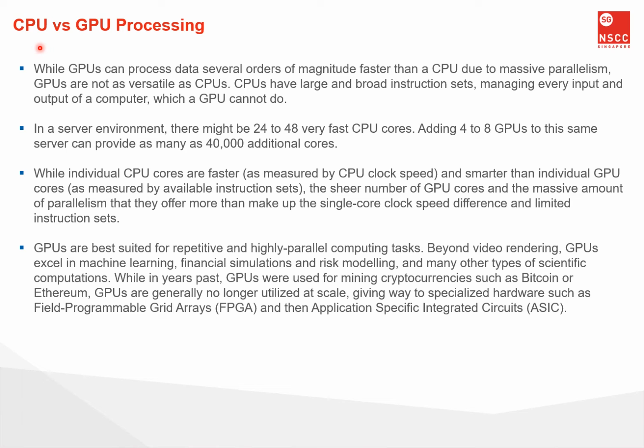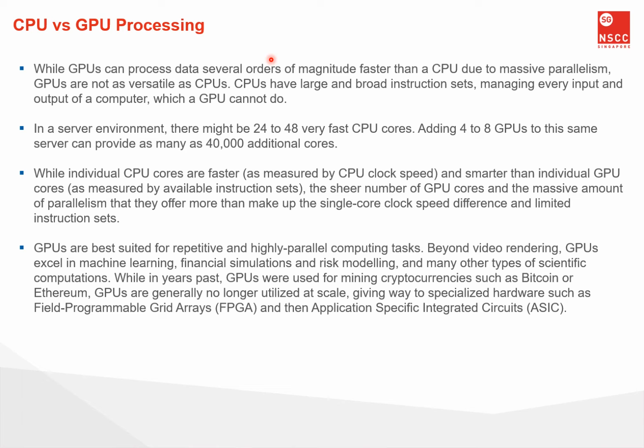So, GPU versus CPU processing. While GPUs can process data several orders of magnitude faster than the CPU due to the massive parallelism, GPUs are not as versatile as CPUs. CPUs have large, broad instruction sets, managing every single combination of input and output of a computer, which a GPU does not have the equivalent set. In a server environment, there may be just 24 to 48 very fast CPU cores, but when you compare this with GPU, the GPUs have thousands of cores.